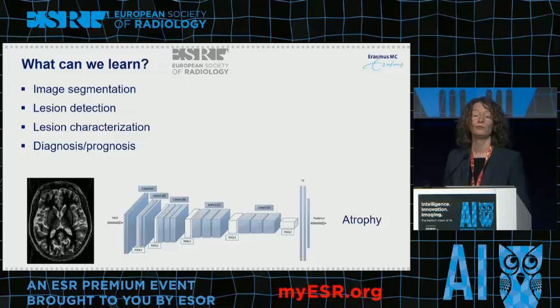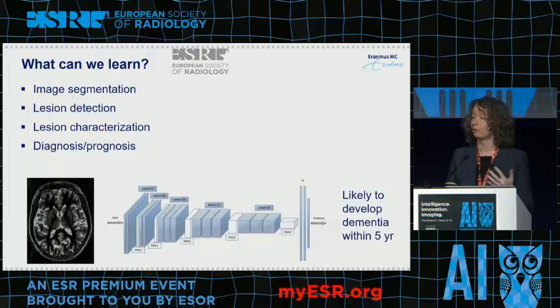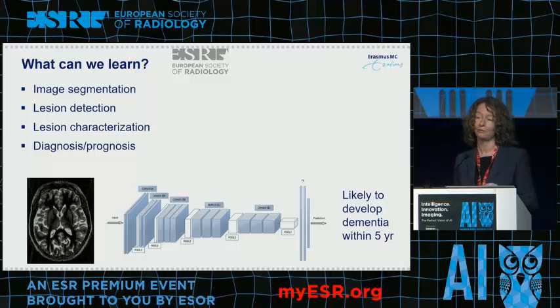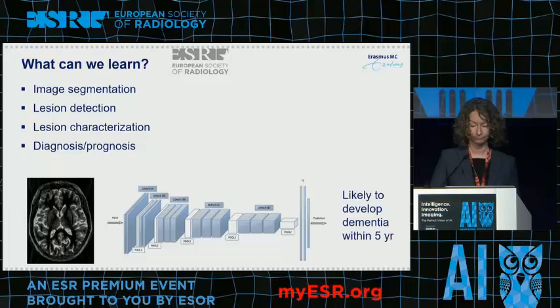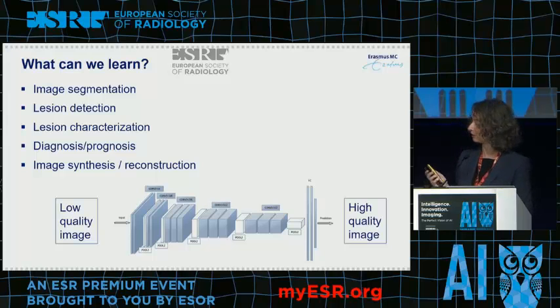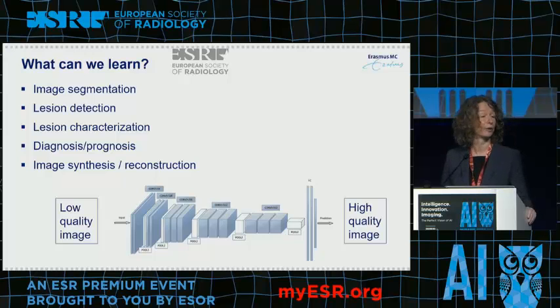We could even move into diagnosis or prognosis directly, feed the network the complete image and the radiology assessment that this person has atrophy. Or even if we have a longitudinal study and we follow these subjects over time and we know how they develop, we may be able to train a network that can tell you whether this brain, the person having this MRI image, is likely to develop dementia within 5 years or not. We can also put in a low-quality image and learn a high-quality image, and that's what Daniel Rickert will tell you a lot more about later today.